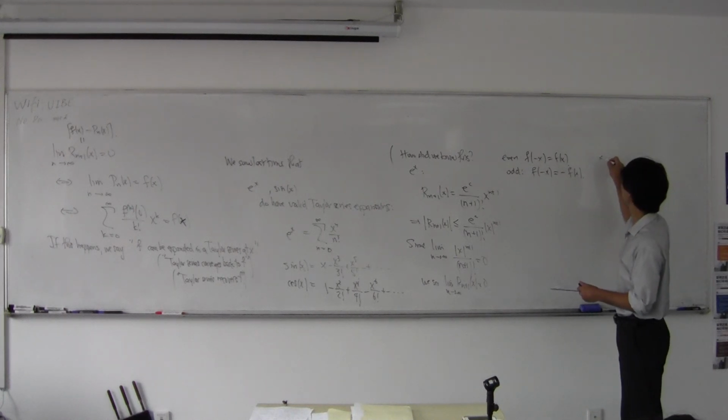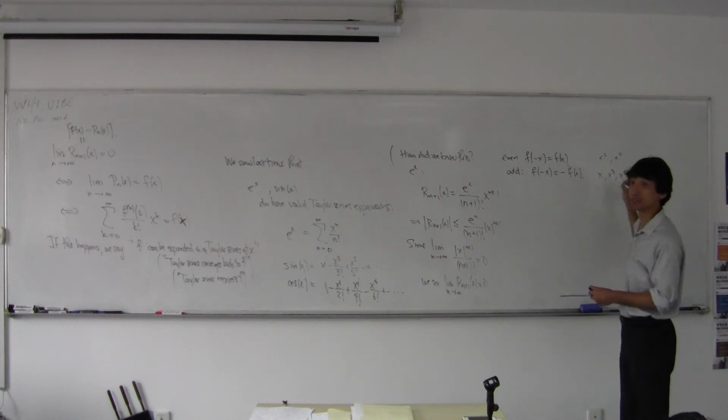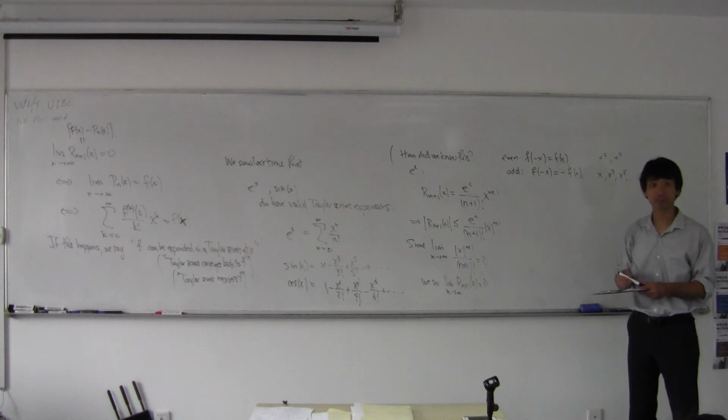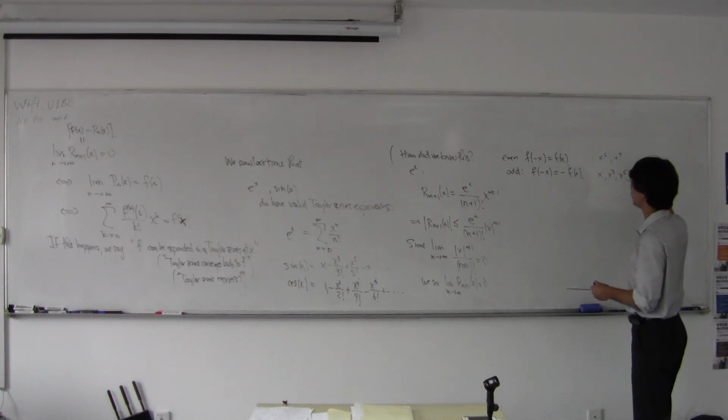Well, x squared is an even function. X to the 4th is an even function. Odd functions: x cubed, x to the 5th. These are all odd functions. And at that time, you probably knew that cosine is an even function, and sine is an odd function.